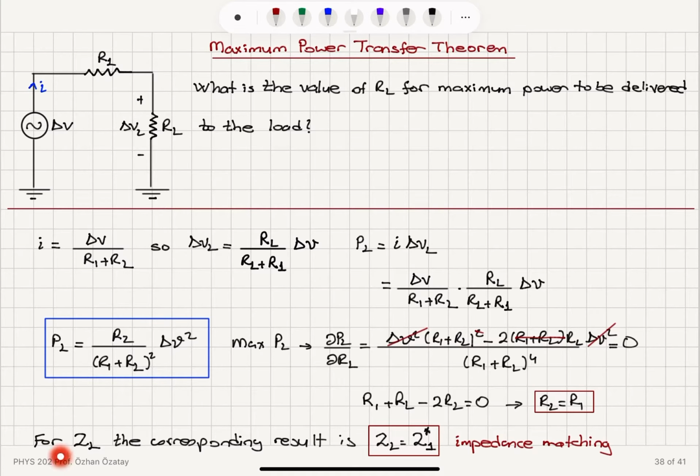And if we generalize this to impedance, for Z load, what should we choose in order to have maximum power transfer? Z load should be equal to Z1 complex conjugate. So that's called impedance matching. All right, so what is complex conjugate? If it is x plus iy, the complex conjugate is x minus iy, right? So that's the way we can conjugate complex numbers. So this is going to be the result for maximum power transfer when we use impedance instead of resistance.